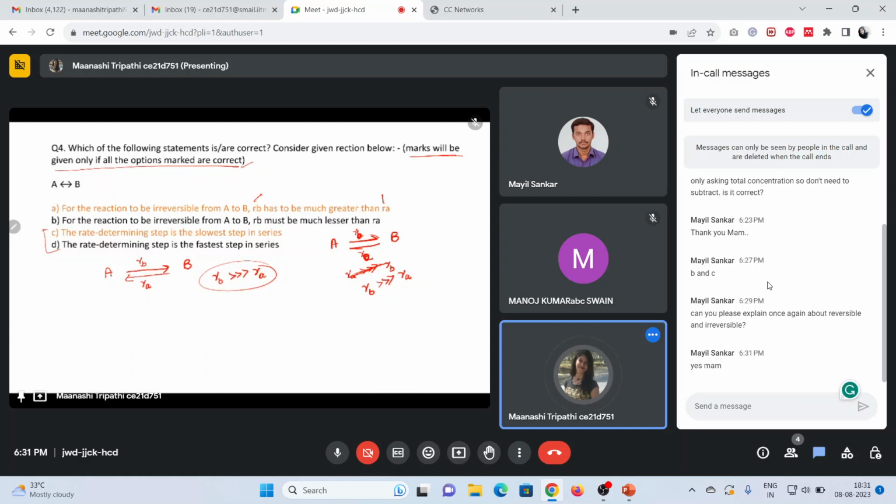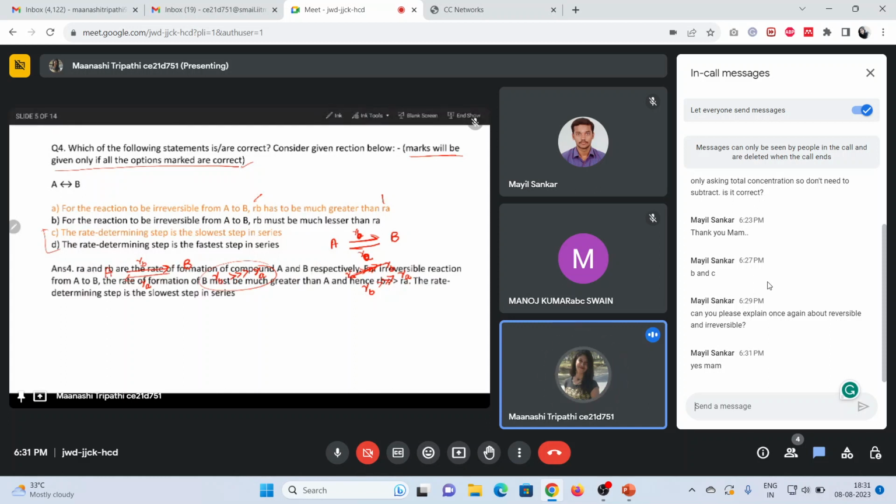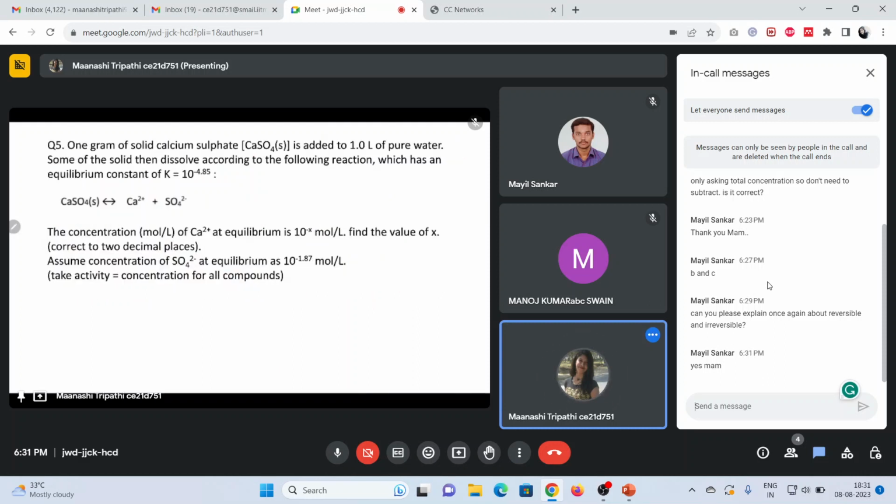We'll move towards the next question. I'll clear the screen so that you can see the solution. Anyway, I'll share the slides. Question number 5: 1 gram of solid calcium sulfate is added to 1 liter of pure water. Some of the solid then dissolves according to the following reaction, and we know the equilibrium constant, 10 raised to power minus 4.85. So this is dissolving.